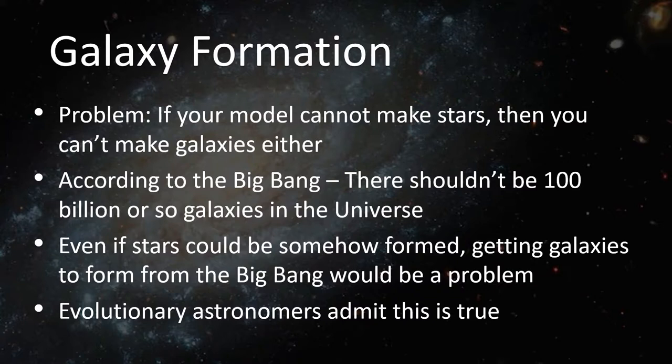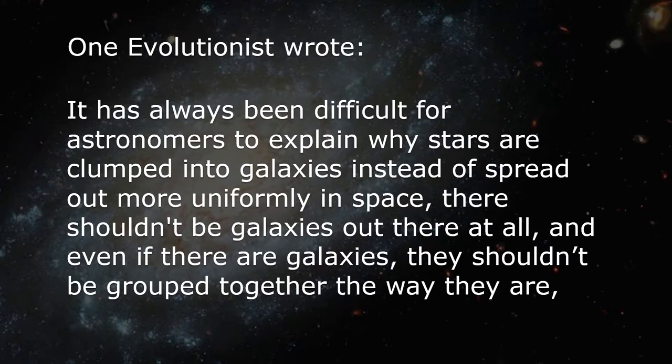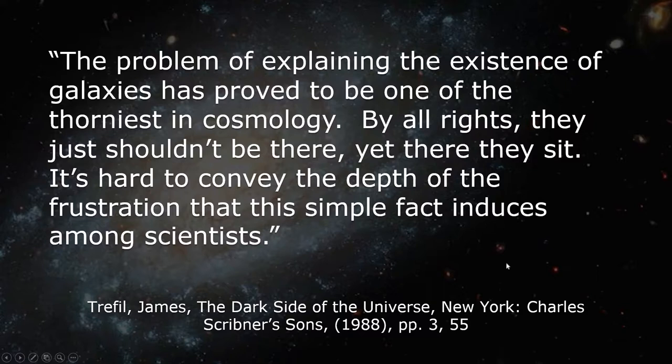Evolutionary astronomers admit this is true. One evolutionist wrote, "It has always been difficult for astronomers to explain why stars are clumped into galaxies instead of spread out more uniformly in space. There shouldn't be galaxies out there at all. And even if there are galaxies, they shouldn't be grouped together the way they are. The problem of explaining the existence of galaxies has proved to be one of the thorniest in cosmology. By all rights, they shouldn't be there, yet there they sit. It's hard to convey the depth of frustration that this simple fact induces among scientists."